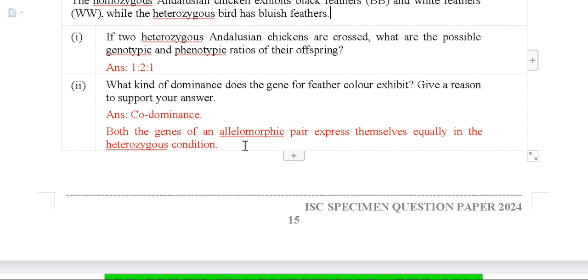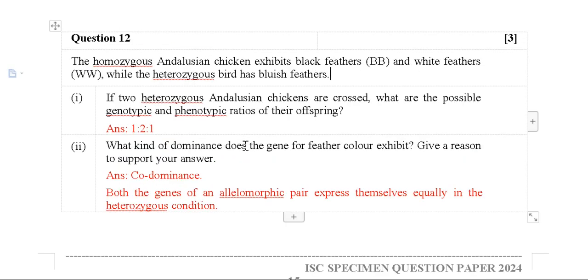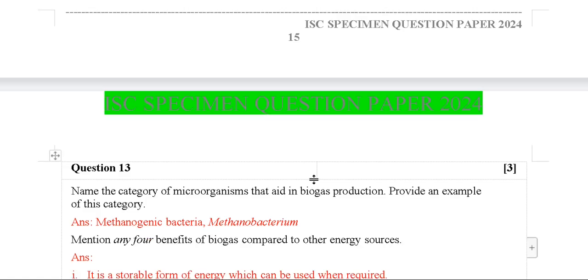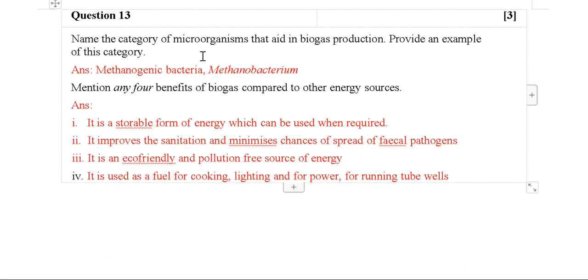Okay, so this is the nature of codominance. So this question is asking about codominance. Next, name the category of microorganisms that aid in biogas production. Here, methanogenic bacteria are mainly used to form biogas. Give one example of that category of the organism which we are using here.